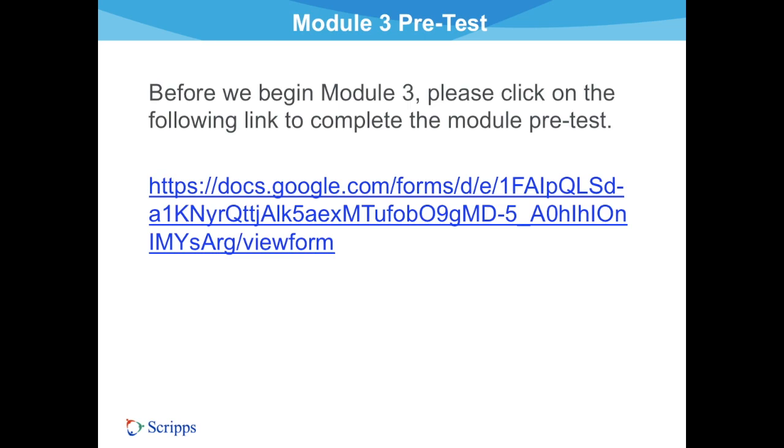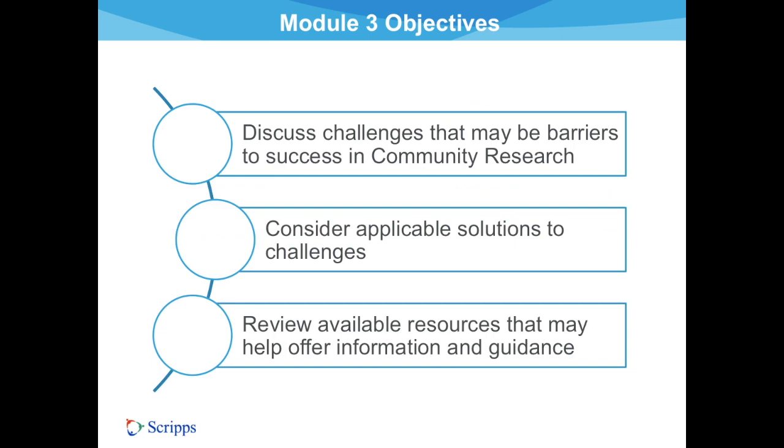The objectives of this module are to discuss challenges that may be barriers to successful community-engaged research or community-based participatory research. We will also consider applicable solutions to these challenges, and lastly, we will review available resources that may help offer information and guidance.